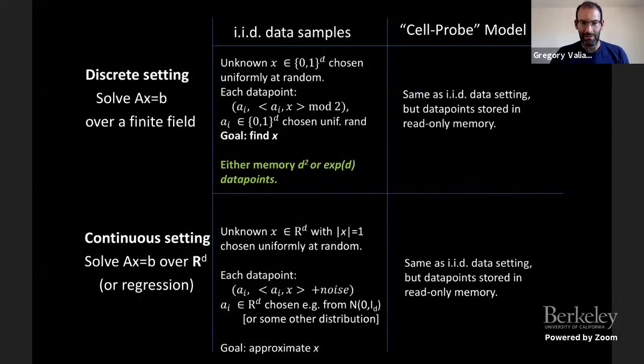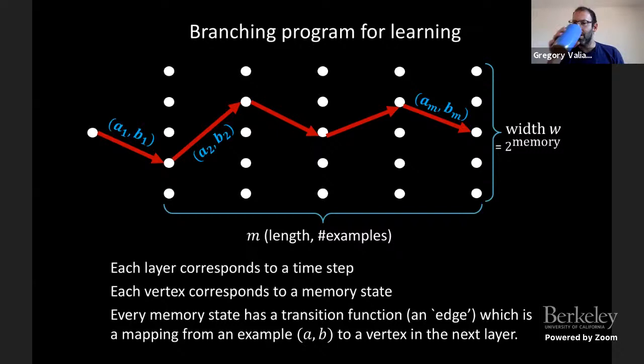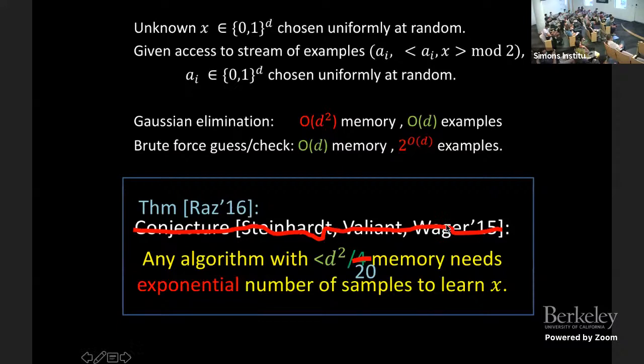Any quick questions on this? Yeah, Greg. So Greg, I don't know if this is too eclectic, but this is the gap between d squared over 20 and d squared over 4. Do you have any speculation about what happens in between? Oh, the answer is d squared over 4.